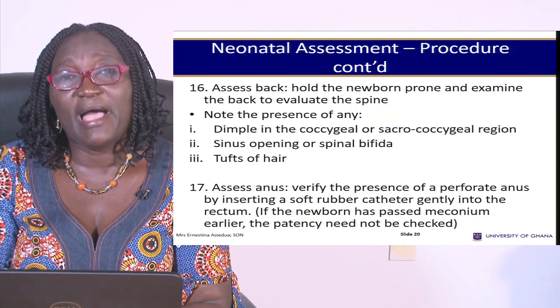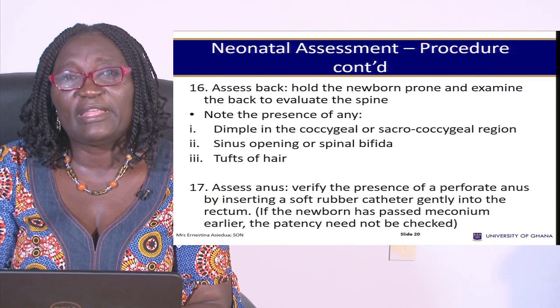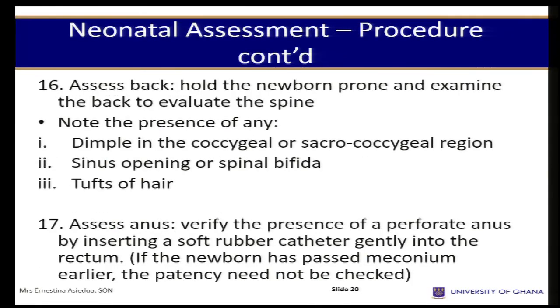Now you assess the back. You hold the newborn prone and examine the back to evaluate the spine. You can run your two fingers along the spine, and then you note the presence of any dimple in the coccygeal or sacrococcygeal region, any sinus opening or spina bifida, any tufts of hair along the spine. And all these things are signs of abnormality.